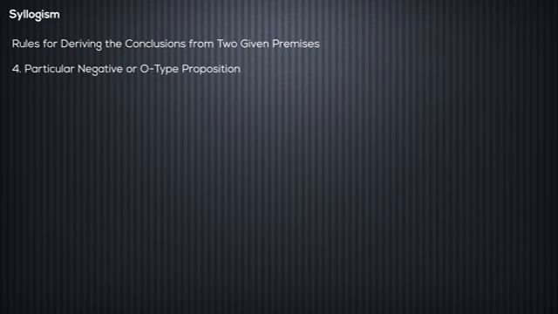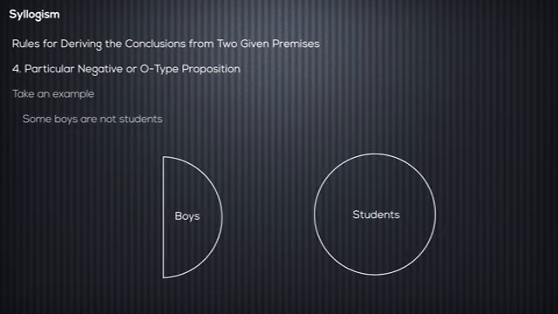Particular negative or O-type proposition. Take an example. Some boys are not students. In an O-type proposition, some of the category represented by the subject boys is not students, which means that a section of boys is denied with the entire category of the students. It is therefore deduced that in an O-type proposition, only the predicate is distributed. On account of the different logical approach required to be applied in drawing each type of inference, a clear understanding of this difference becomes more important.